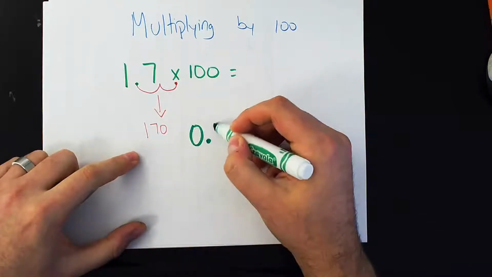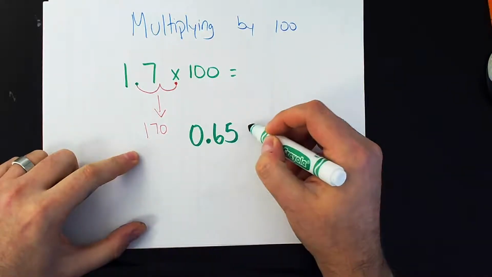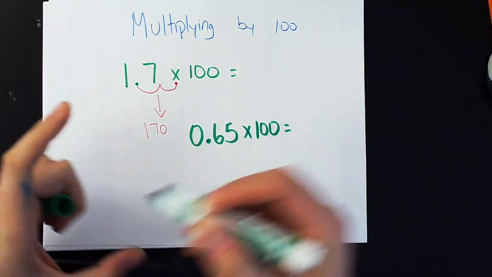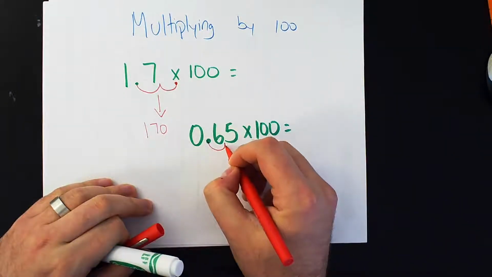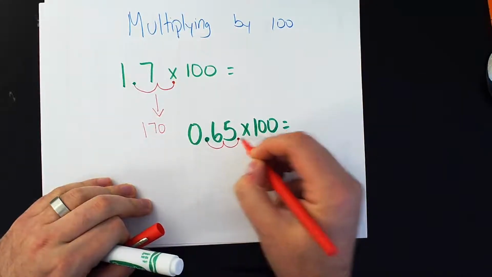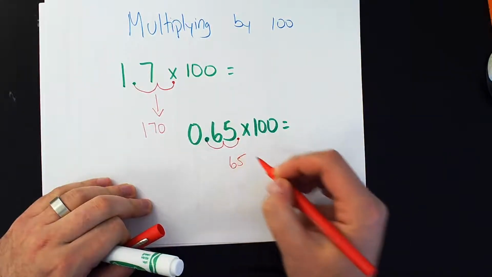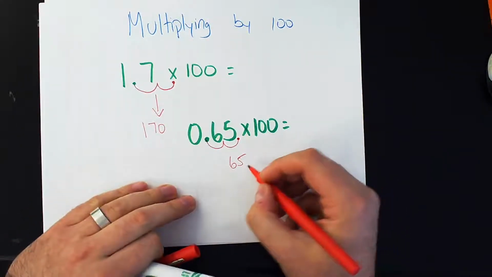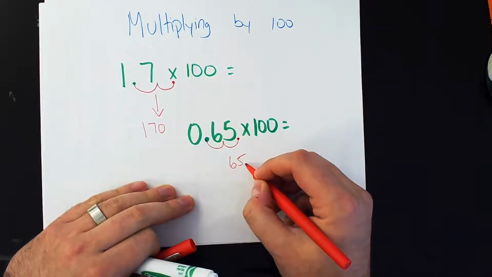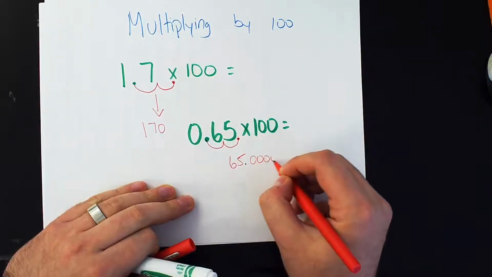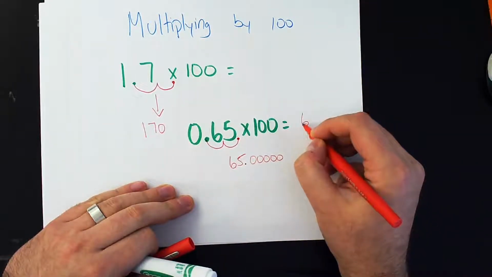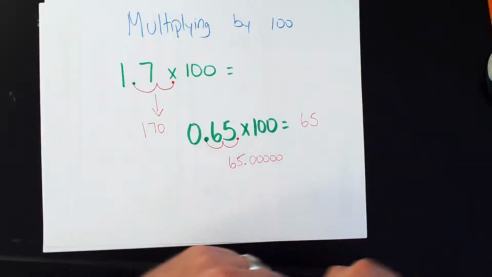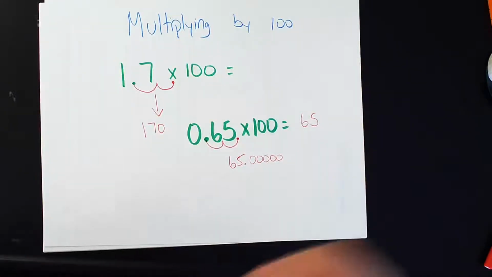0.65 times 100. The decimal is over here. 1, 2. Decimal goes there. The answer is 65. So in a number like 65, the decimal is technically over here. The number is 65 point a bunch of zeros, but we don't say it. We say 65. So let's go into a smaller decimal.